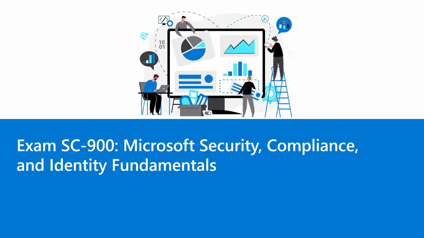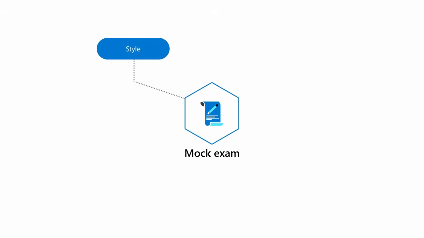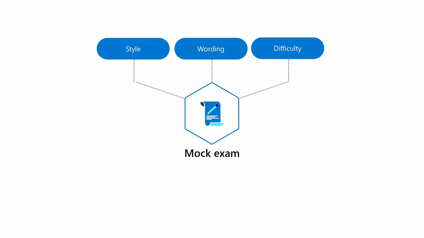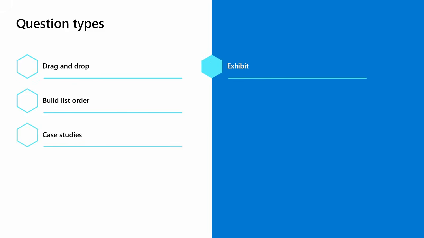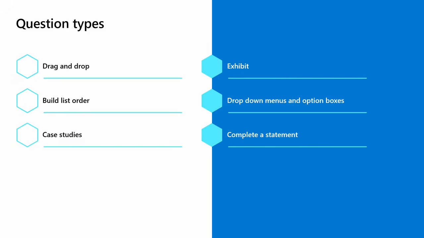The SC-900 mock exam is based on a similar style and format to the exam SC-900, Microsoft Security, Compliance and Identity Fundamentals. It is intended to provide an overview of the style, wording, and difficulty of the questions that you are likely to experience on this exam. These questions are not the same as what you will see on the exam, nor is this document illustrative of the length of the exam or its complexity. For example, you may see additional question types such as drag and drop, build list order, case studies, exhibit, active screen with drop-down menus and option boxes, and active screen where you complete a statement.